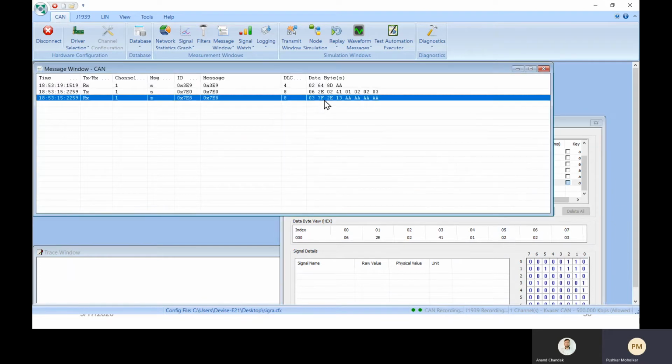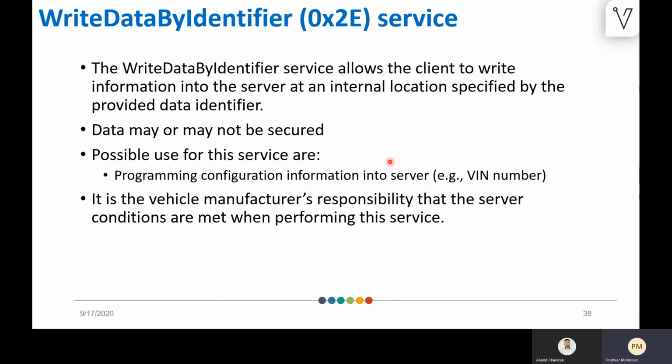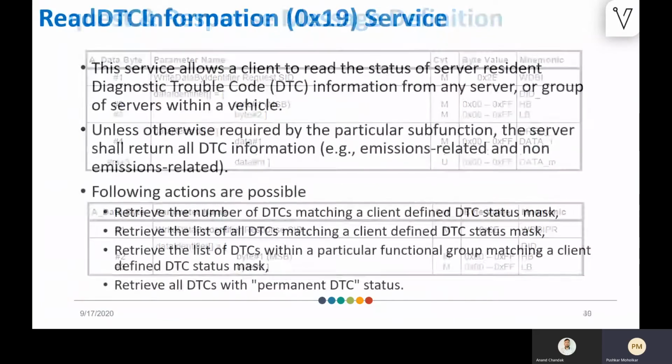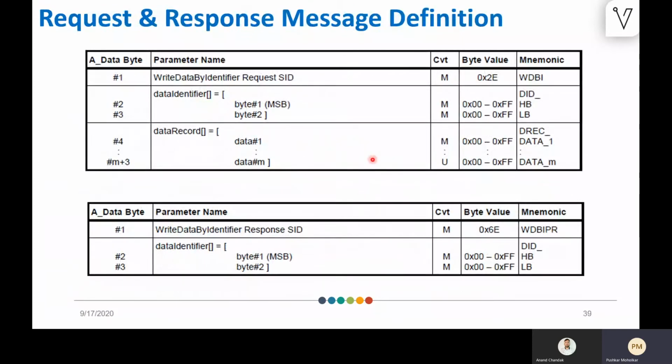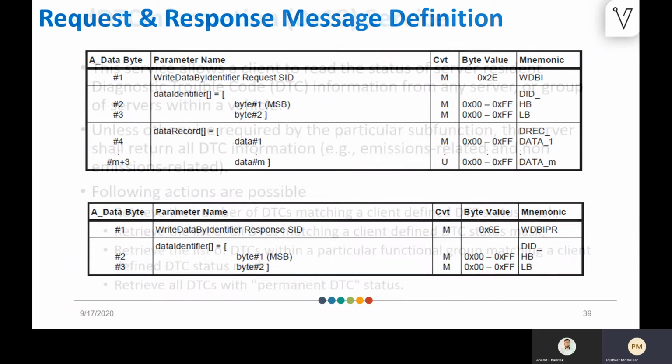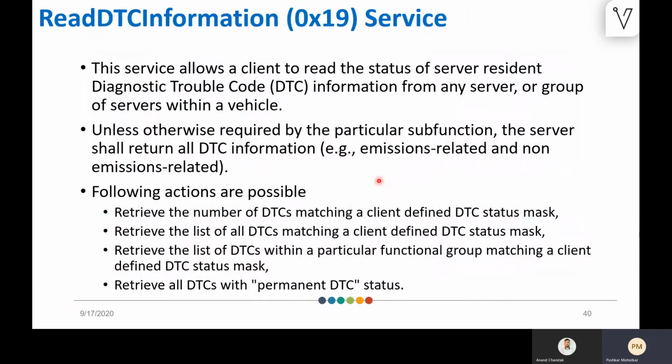As you can see, we have received a negative response. 2E is the service identifier and 13 is the negative response code. So what does this negative response code mean? It tells the ECU that the given length of the data by the client for the given data ID is insufficient.